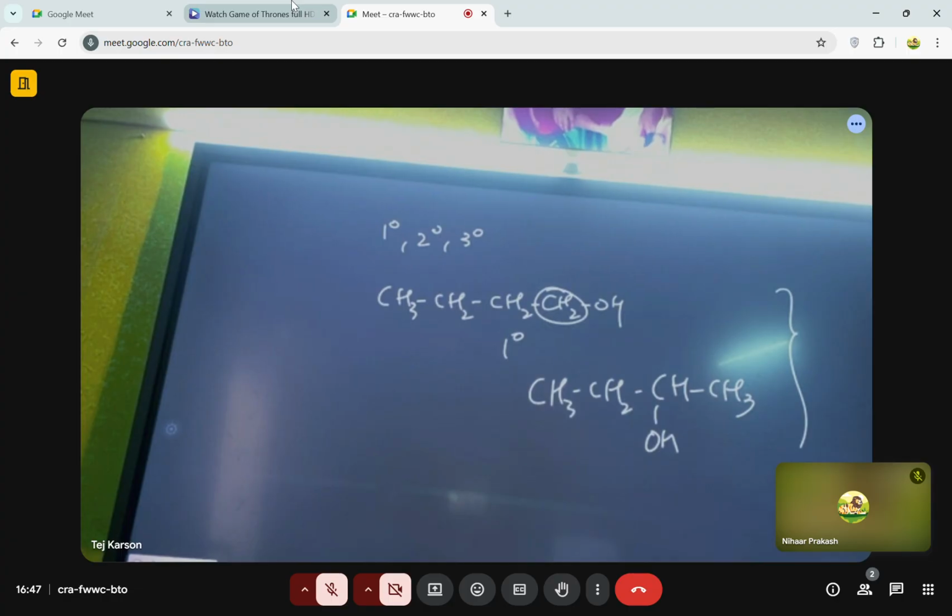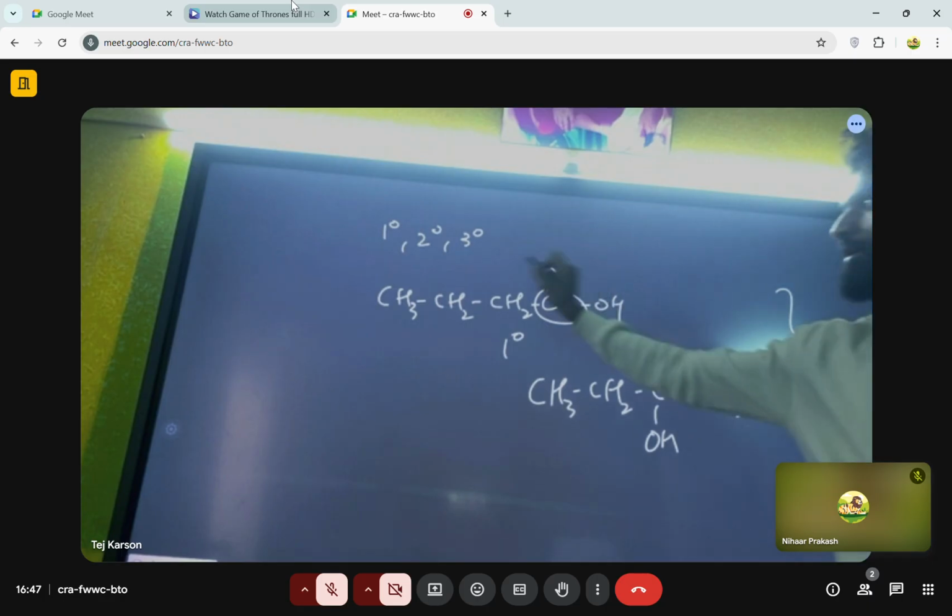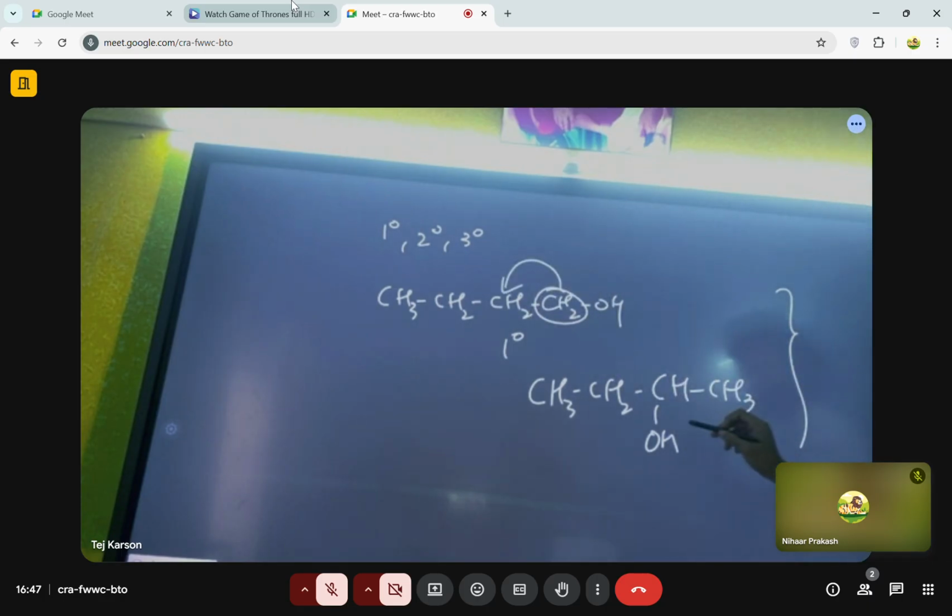Okay. Now listen. In the first one, I've circled the CH2. The OH group is attached directly to a carbon, which is again attached to how many carbons directly? 1. Okay. Now look at this. Here also, OH is attached to a carbon, which is attached to how many directly? 2. 1 here on the right side, 1 on the left side. Therefore, secondary. That's just how things work.